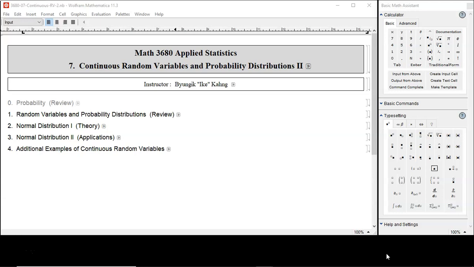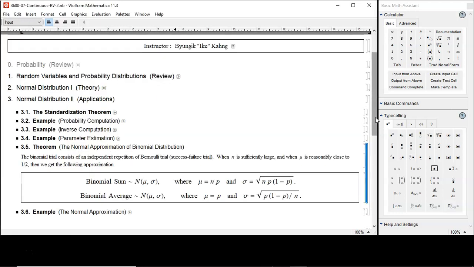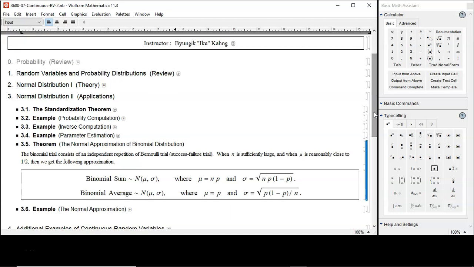Hello students, welcome back. Now let's go to binomial approximation of normal distribution. What is binomial distribution? It's an independent repetition of Bernoulli distribution. So we have 1 for success, 0 for failure, nothing else, and then just repeat it independently.